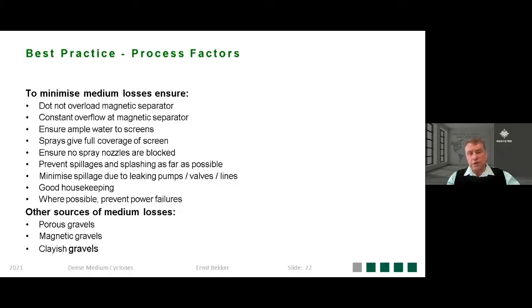You do have ore bodies that sometimes can add to medium losses. Porous gravels, magnetic gravels, clays gravels. That is a bit difficult to optimize the process. Then the only thing you can do is to do your best to minimize the losses as far as possible.